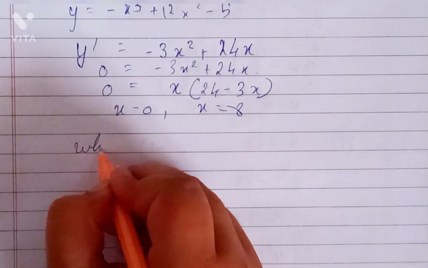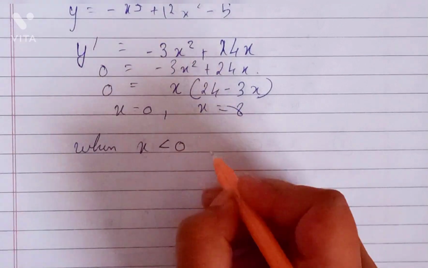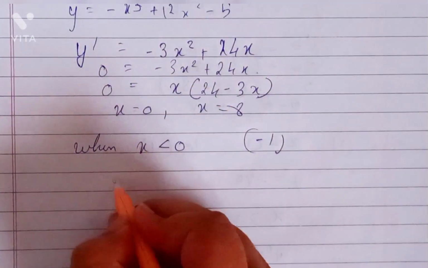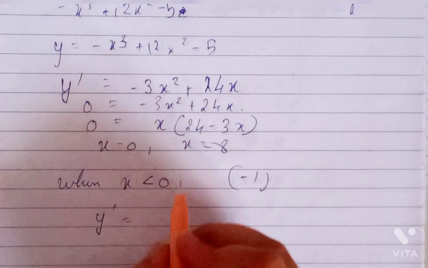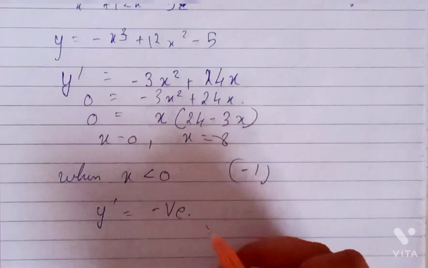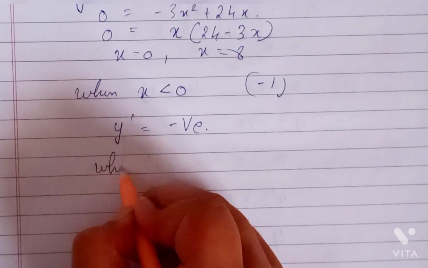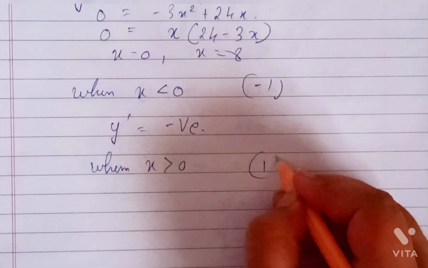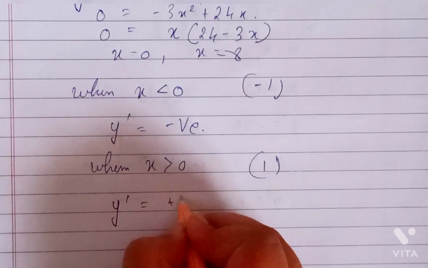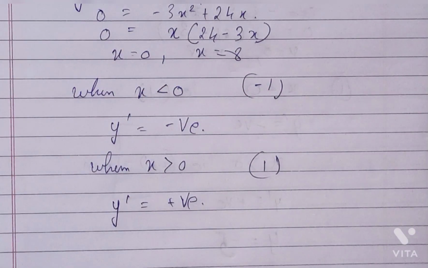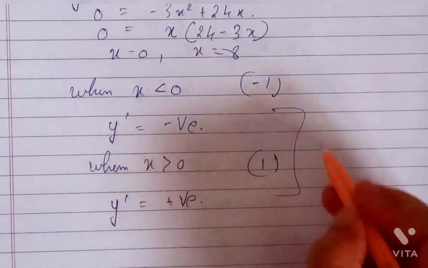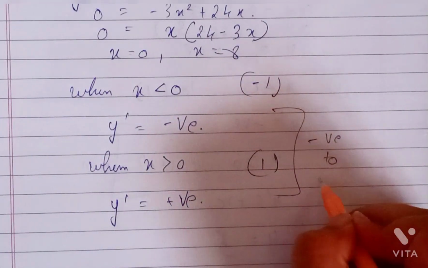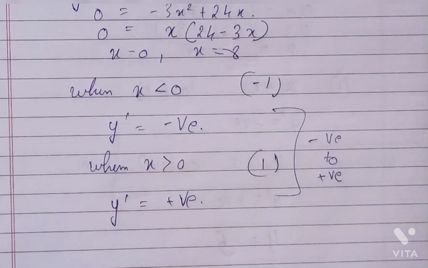So when x is less than 0, suppose it to be -1. Put this value in y dash, you will get y dash as a negative quantity. Now when x is greater than 0, suppose it to be 1, you put it in y dash and you will get a positive quantity. So you could see a change from negative to positive. So from this we could conclude that at x equals 0 we get a point of minima.